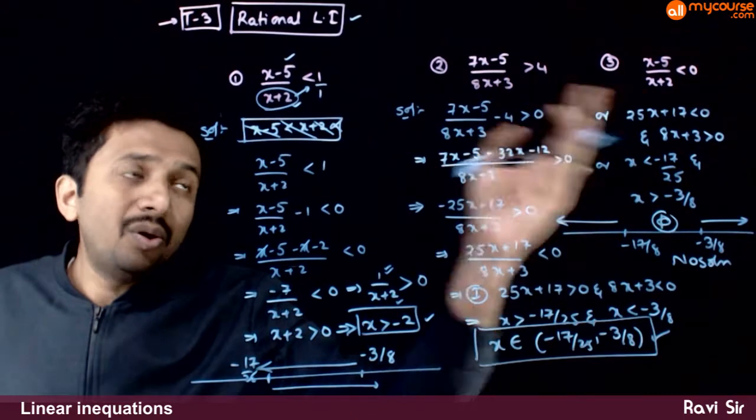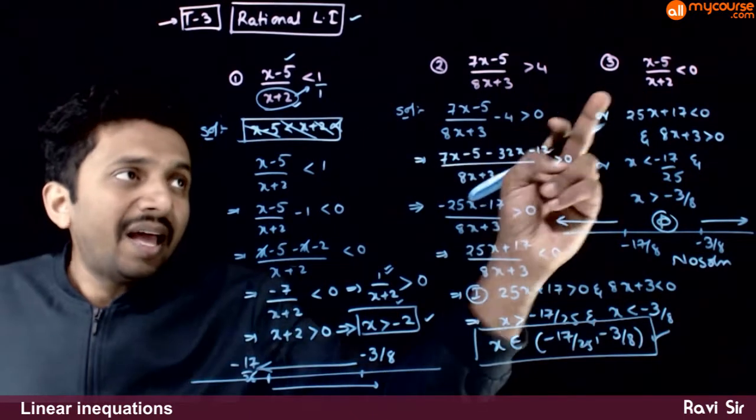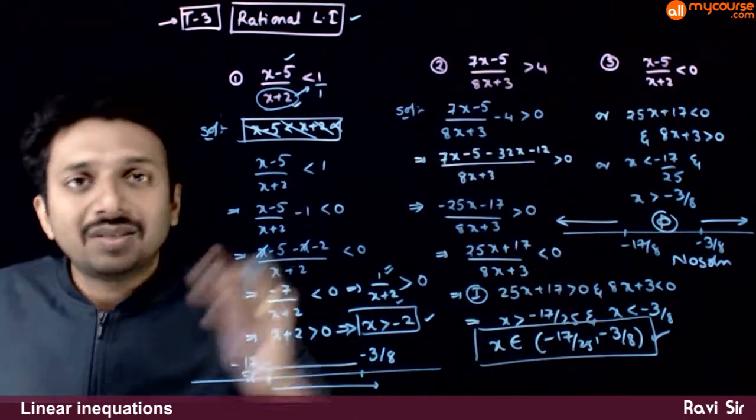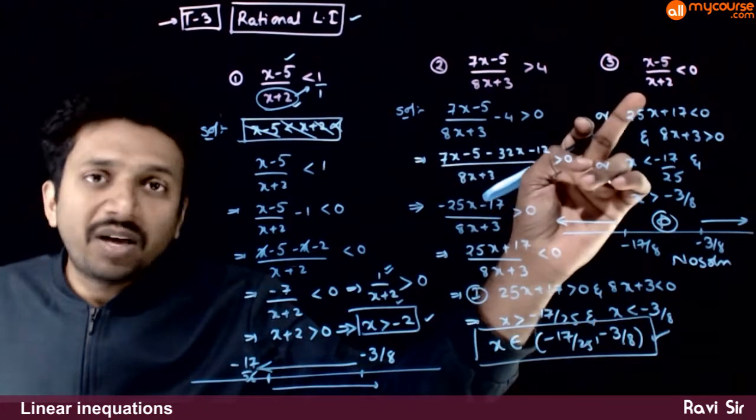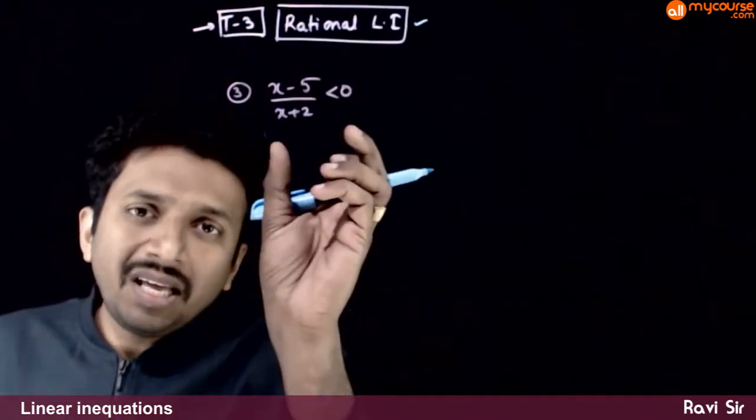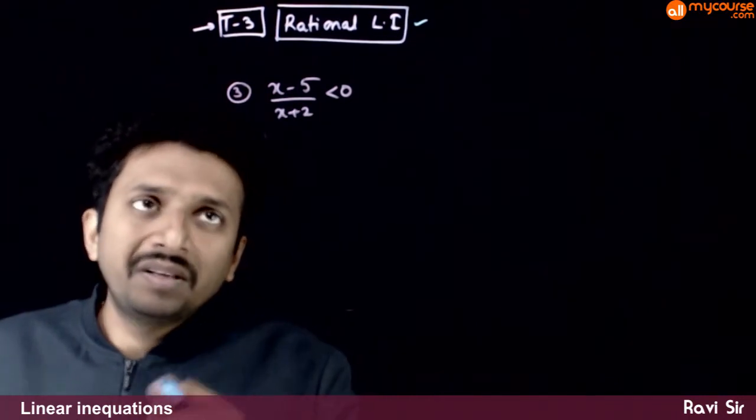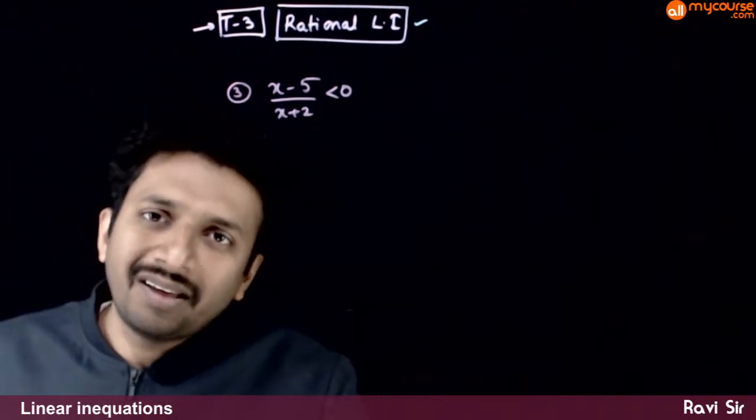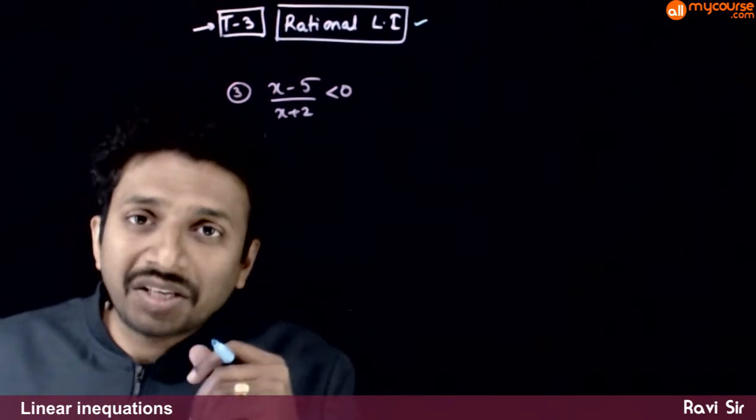So now let us go to our third equation. (x minus 5)/(x plus 2) is less than 0. So this inequation can be solved very directly. You already have 0 on the right hand side, so you don't need to do anything extra.